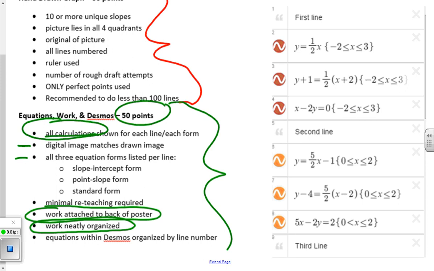So we did this with our pine tree example, where we talked about creating a workspace that is organized and shows line by line the calculations and work that we are doing to create our equations in slope-intercept, point-slope, and standard form. So I don't have an example of a project up here, but I'll just kind of make this up as I go. For your work page, you give it a title of some sort if you want to, but what's important is that you have it organized by line number, okay?